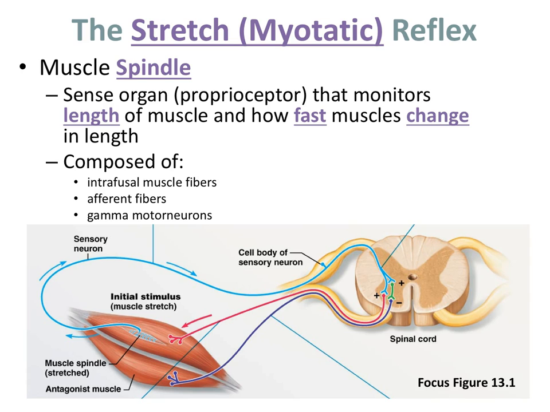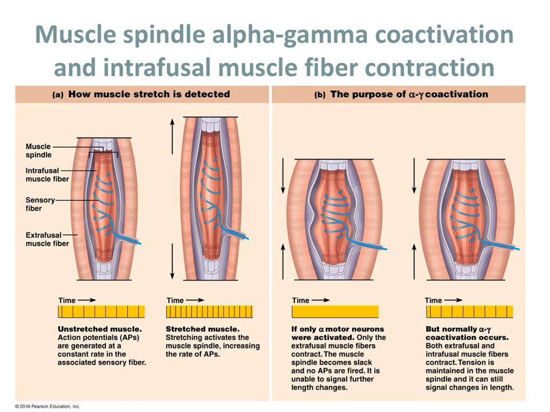These are different than our alpha motor neurons that go to most of the muscle, which we call extrafusal muscle fibers. Our muscle spindle shows alpha-gamma co-activation. This causes the intrafusal muscles to contract along with the muscle fibers that are extrafusal or outside of the muscle spindle. The muscle spindle capsule surrounds the intrafusal muscle fibers, the sensory fibers, and the gamma motor neuron.